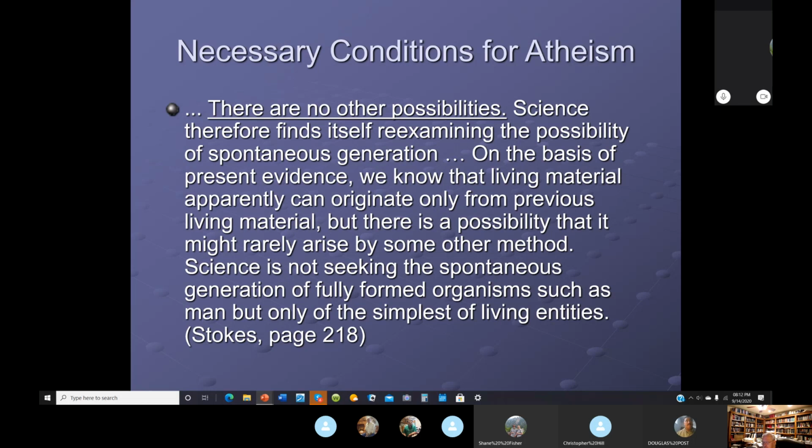Because he's dealing with a principle of biology called the law of biogenesis. The law of biogenesis says living things come from other living things. But there's a possibility, he goes on and says, that it might rarely arise in some other method. See? Science is not seeking the spontaneous generation of fully formed organisms such as man, but of the simplest of living entities. So if it's a simple living organism, then it's okay to happen.